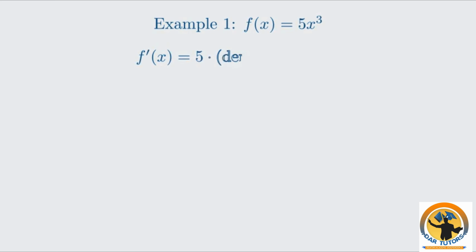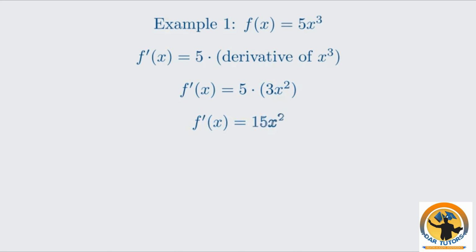Now we can combine the power rule with the constant multiple rule to differentiate more complex terms. Let's differentiate f of x equals 5x cubed. Here, the constant c is 5, and the function u of x is x cubed. Using the constant multiple rule, the derivative is 5 times the derivative of x cubed. We know the derivative of x cubed is 3x squared, so the final answer is 5 times 3x squared, which is 15x squared.